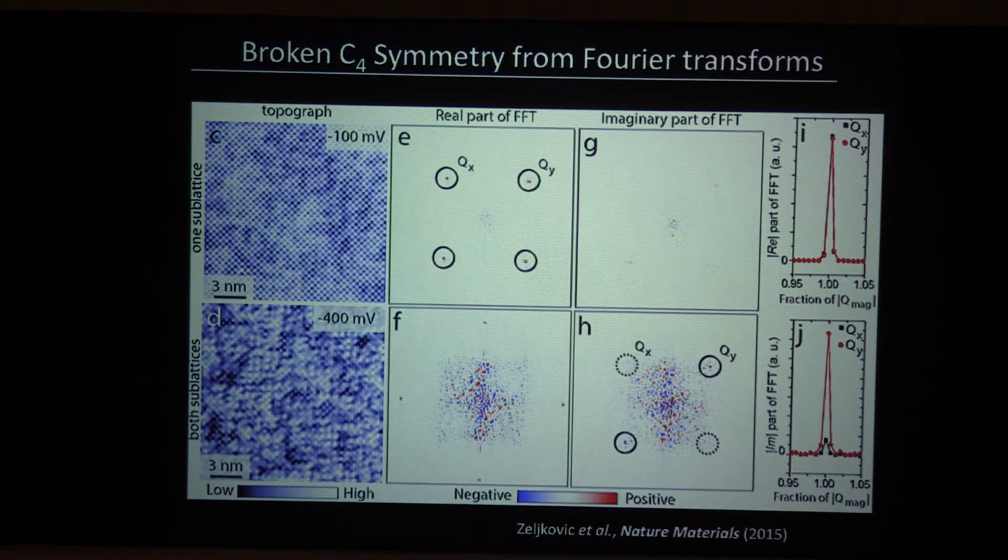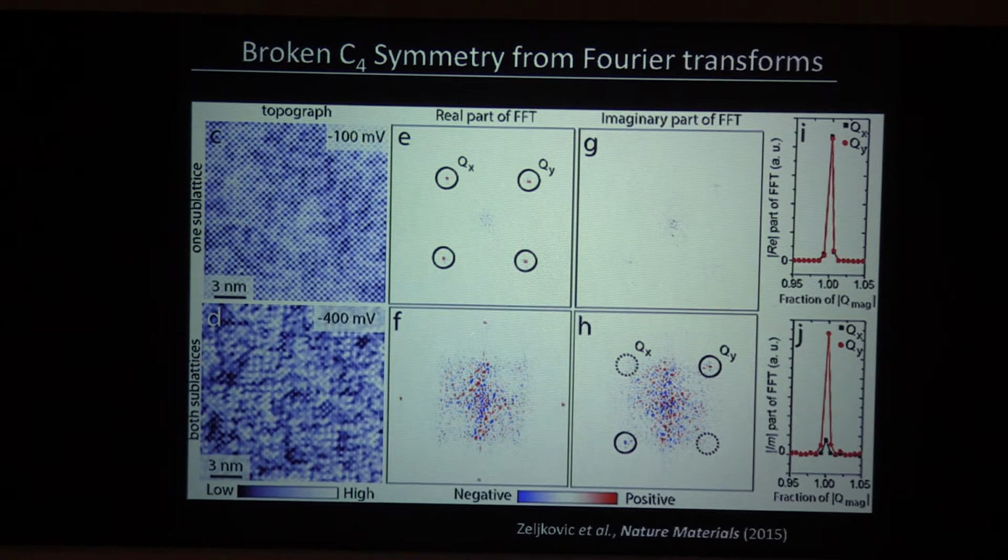So here's a low bias image. Here's the Fourier transform. You see 4 peaks corresponding to this lattice. Okay? Sorry, this is rotated with respect to this. Sorry about it. Anyway, this is the Fourier transform of this. The imaginary part of the Fourier transform is pretty close to 0. There's not much information there. Now at this high energy, this is the Fourier transform.